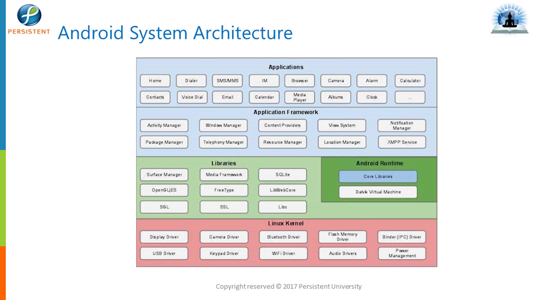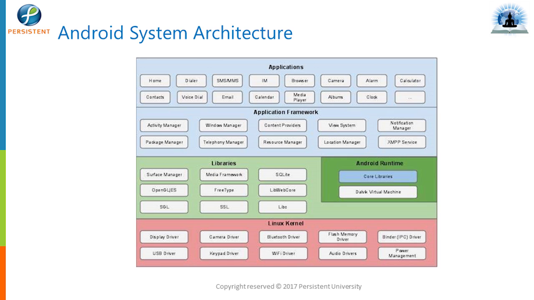Android runtime. Android runtime is the third section of the architecture and available on the second layer from the bottom. This section provides key components called Dalvik virtual machine, which is a kind of Java virtual machine specially designed and optimized for Android. Android runtime also provides a set of core libraries which enable Android application developers to write Android applications using standard Java programming language.